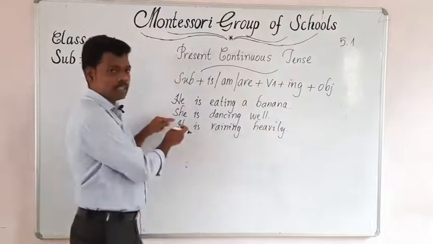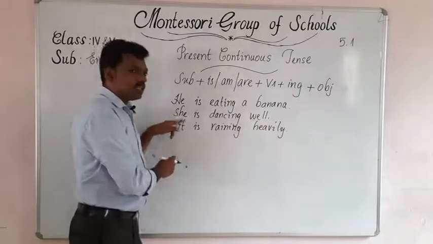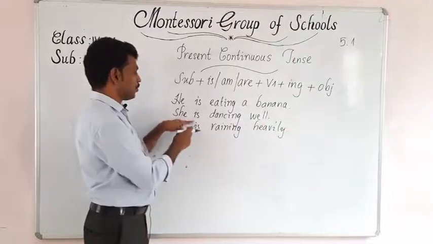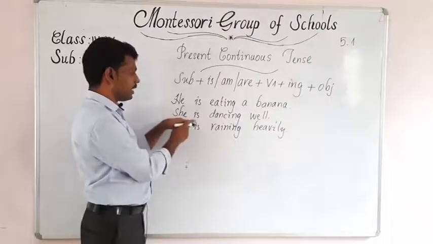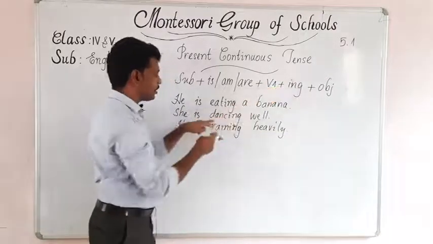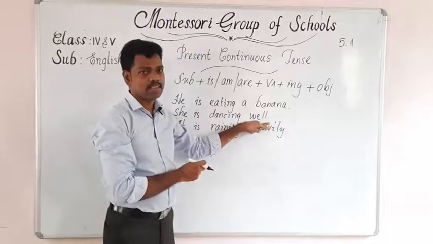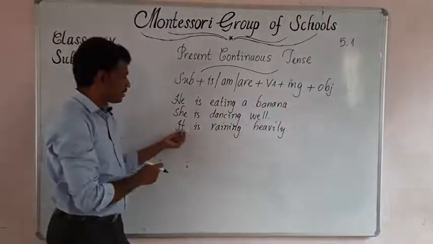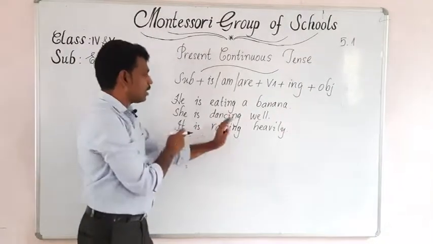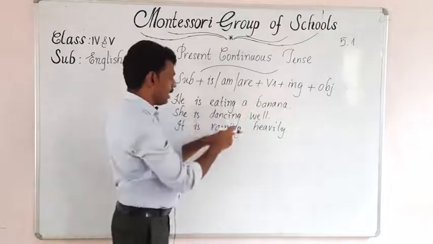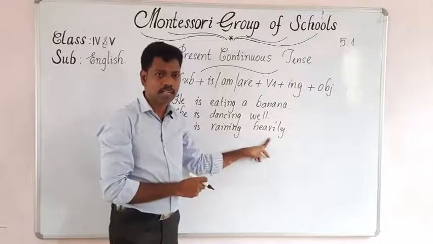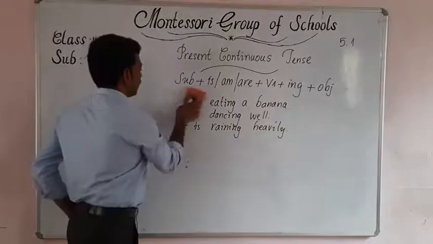Likewise, let us check the second example. Subject is she. She comes under third person singular. So we take the verb is. She is. Dance is the verb, V1. With that we add ing, dancing well. Likewise, it, subject. The verb is, it is. Since it is third person singular, rain is the V1. We are adding ing: it is raining heavily. Is that clear?